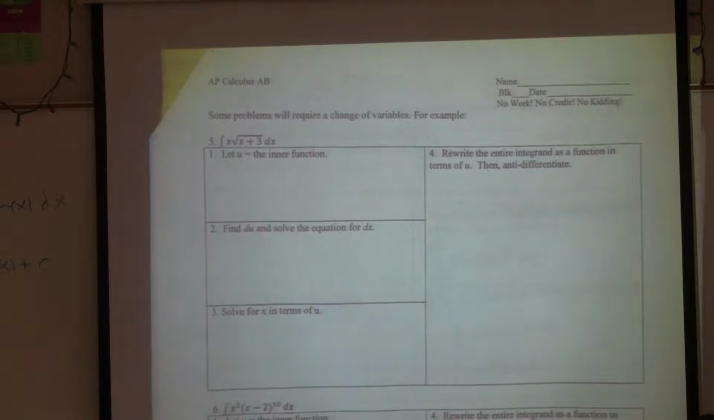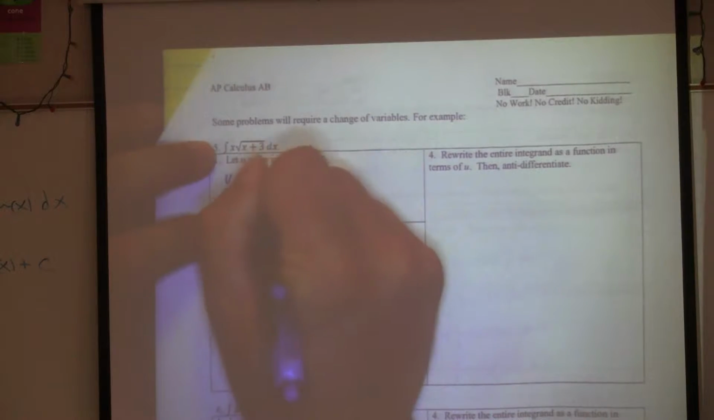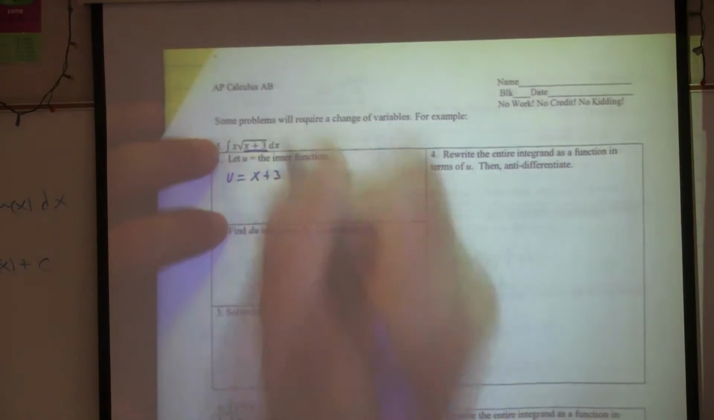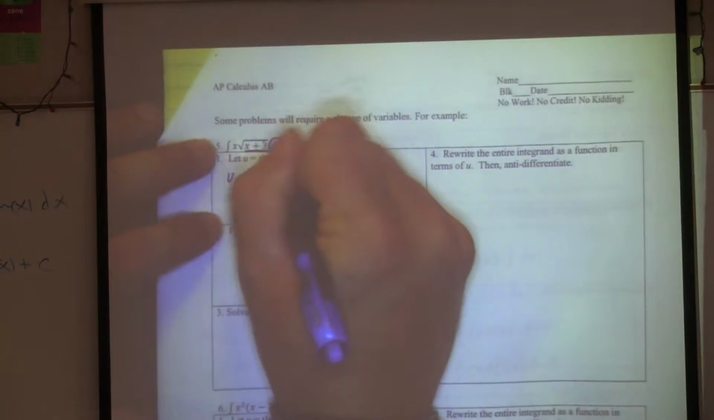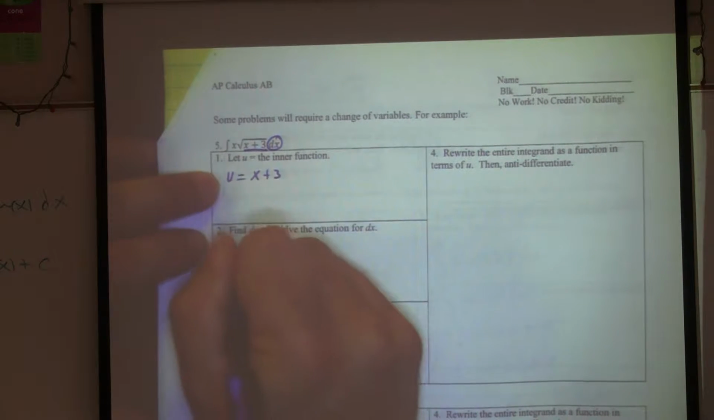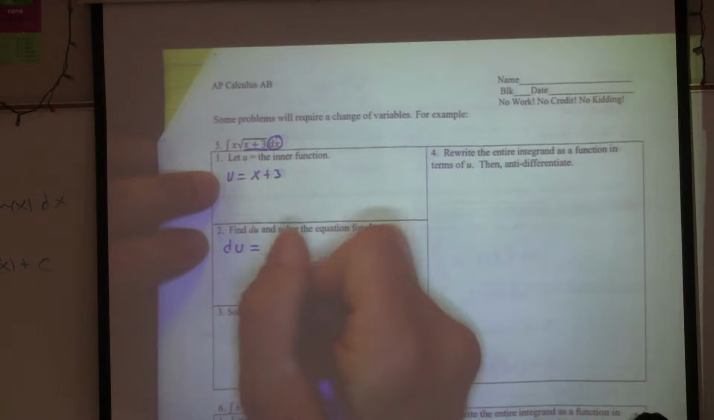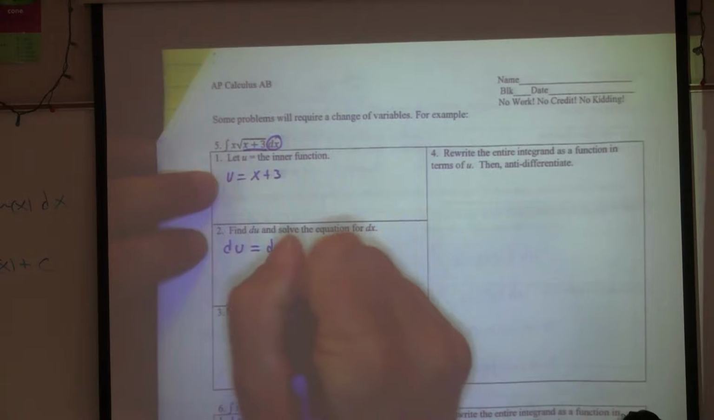Seems like the same thing. Give it a try. What do you think u is going to be? x plus 3? Alright, so we're replacing that. We need to replace this guy, so find the derivative. du equals dx?